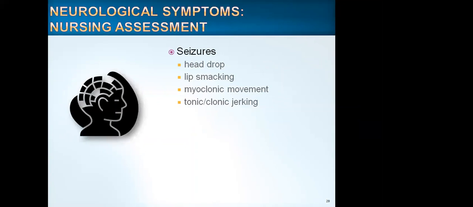Again, regarding seizures, if the patient gets a seizure, we have to do a head drop, put the patient in the lateral position, and make sure the patient does not bite the tongue. So seizure management is very important. We put the patient in the lateral position, give oxygen administration, and seizure control medications are very important.